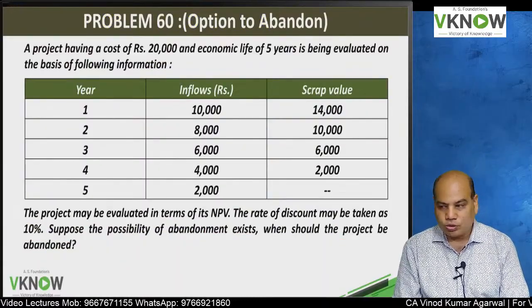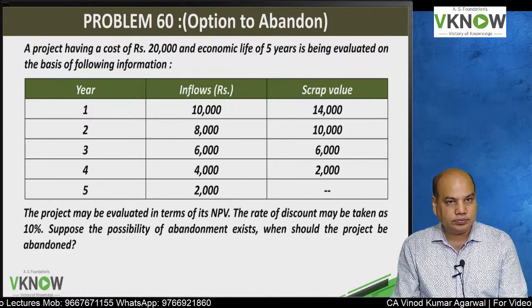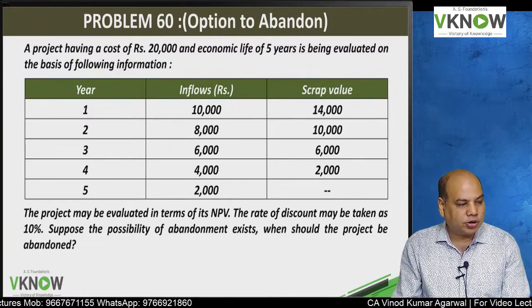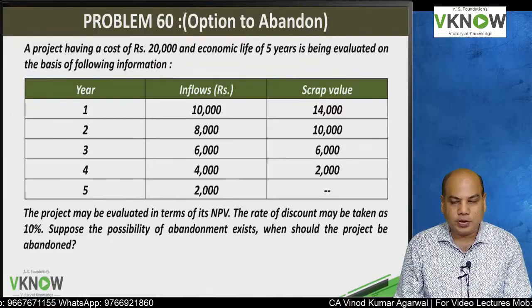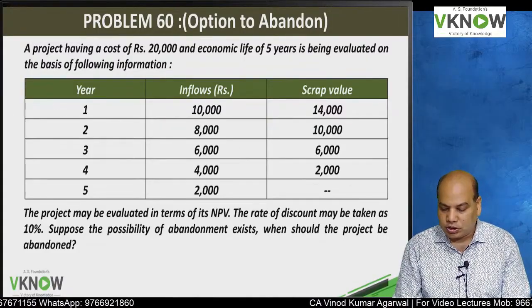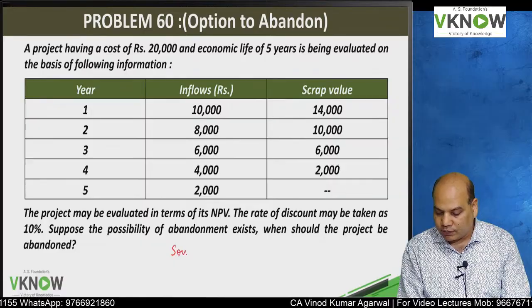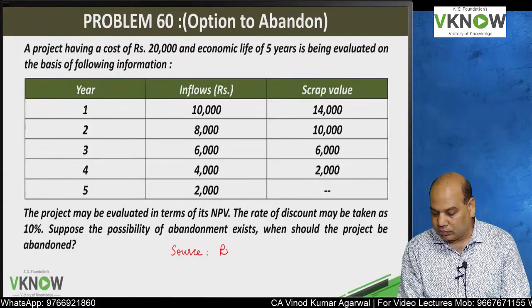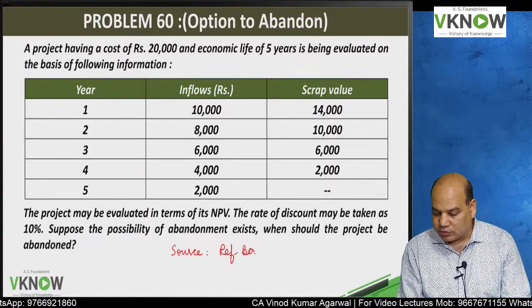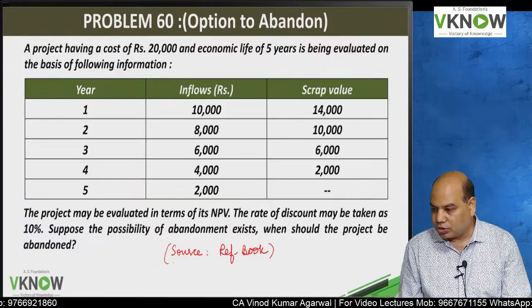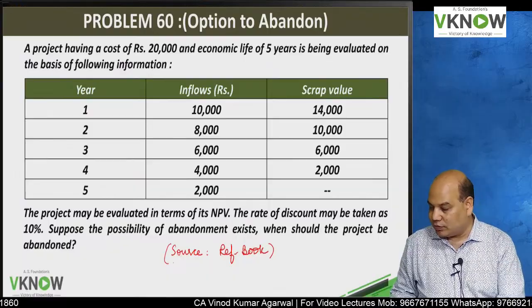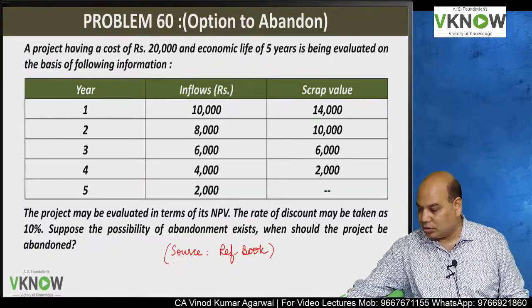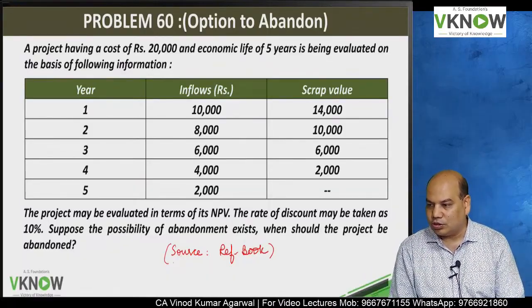But first let us go to question number 60. When the project has the option to abandon, we are going to demonstrate that the value of the project will go up. Question number 60. Source, write down reference book. First we will start with one easy question so that we will get some confidence, and then we can increase the variety and complexity of the questions. I hope you are ready.